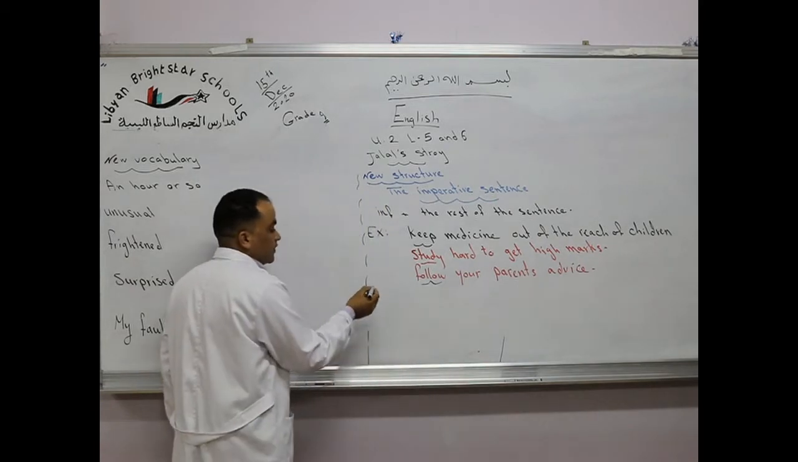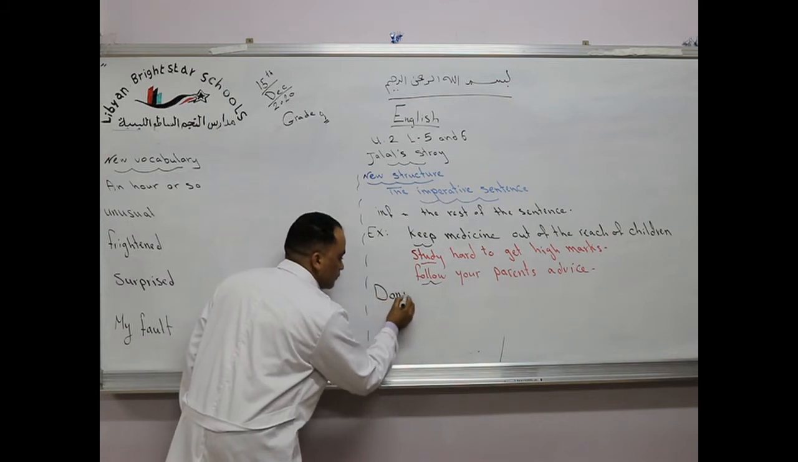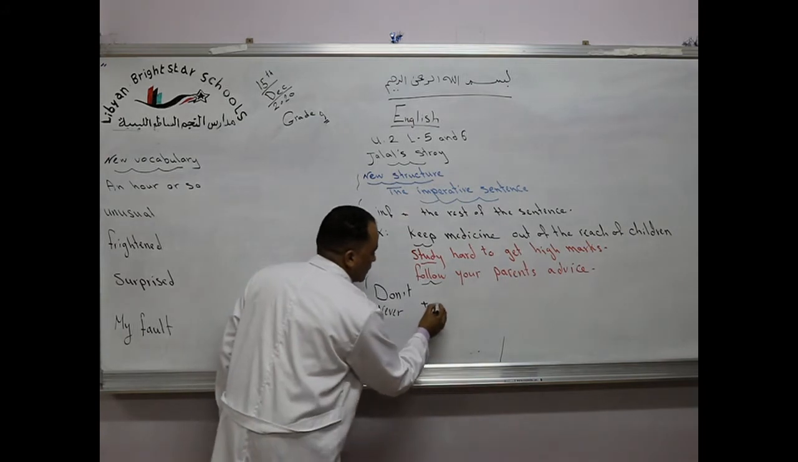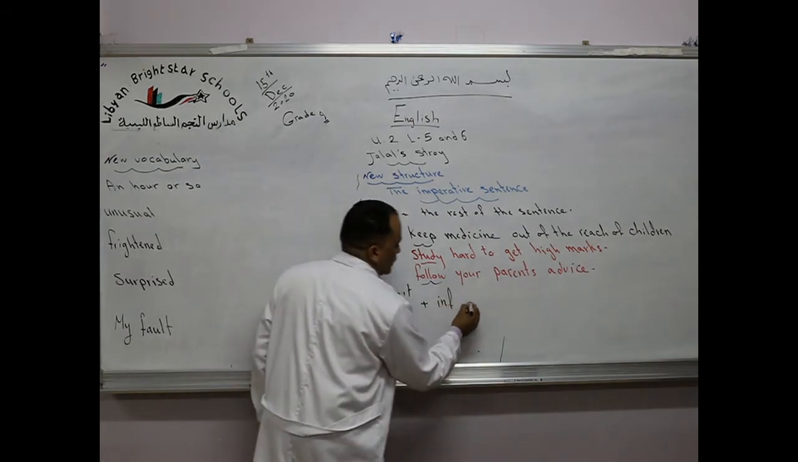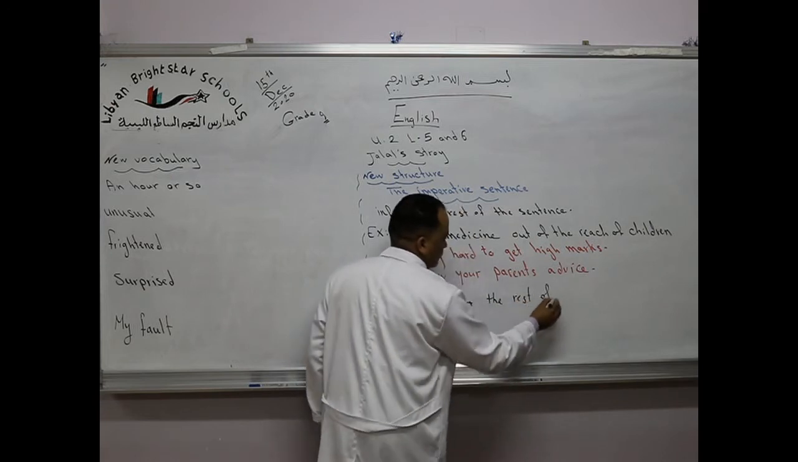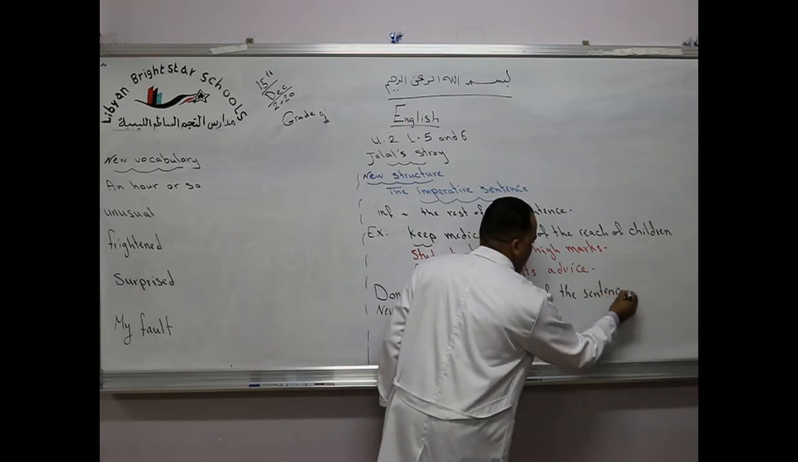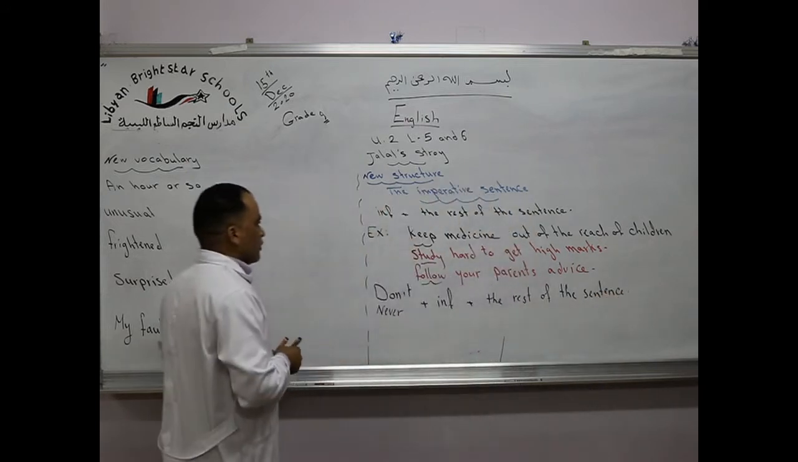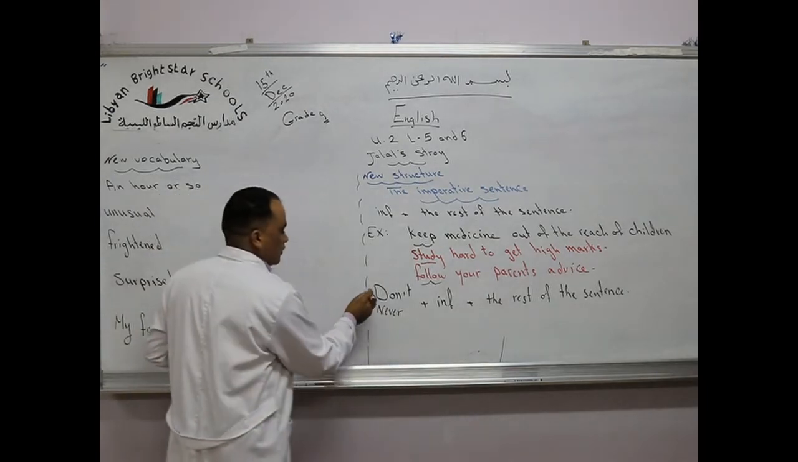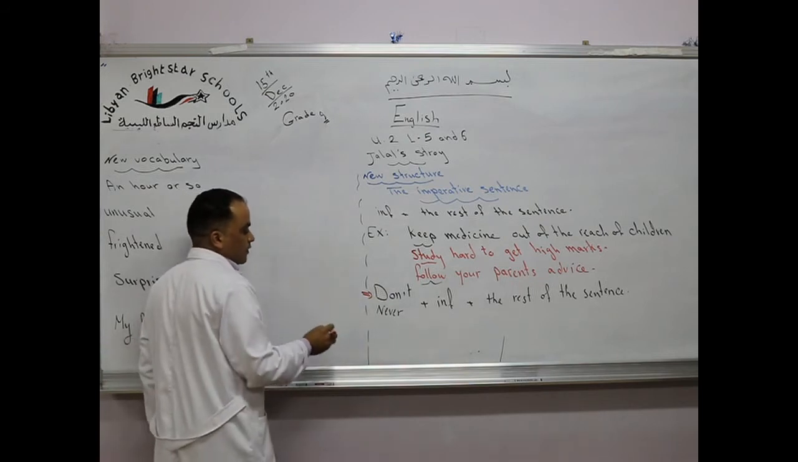To change the imperative sentence into negative, we can use don't or never plus infinitive plus the rest of the sentence. To change the affirmative statement or the imperative sentence into negative, don't forget, we use don't, not didn't or doesn't. Never plus the infinitive form.